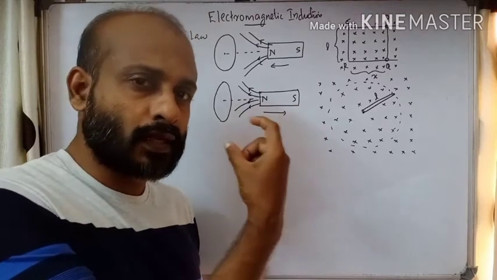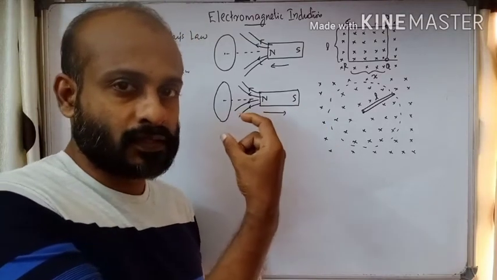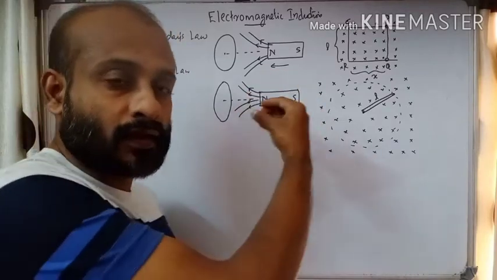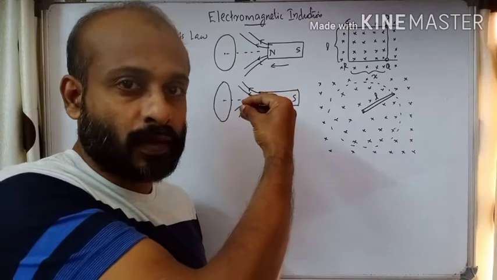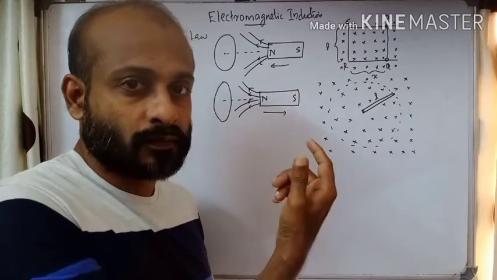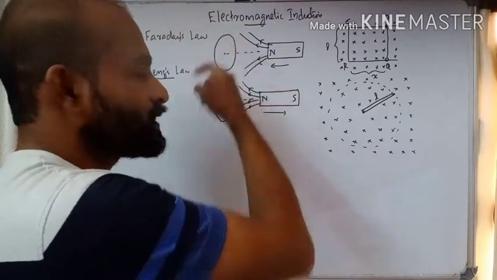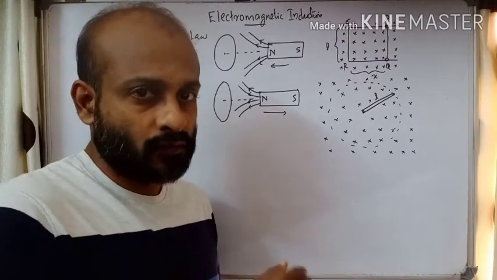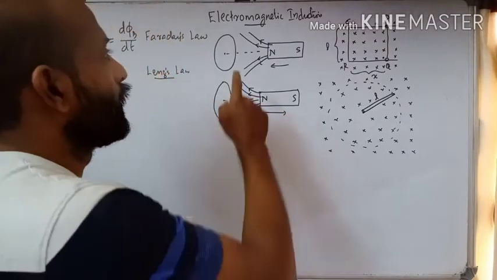See, who is producing the induced current? The change in magnetic flux. That's a cause. When the magnet is approaching, the magnetic flux increases. That's the increase in magnetic flux. That is a cause. So, induced current should flow in such a manner that it should oppose the cause. How can it oppose the cause? We will see here.